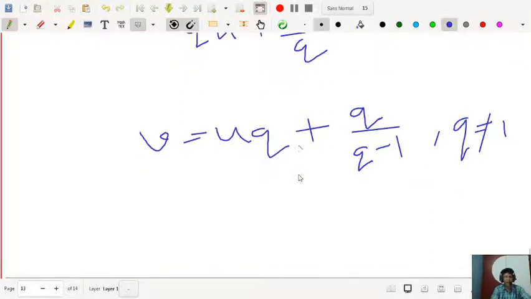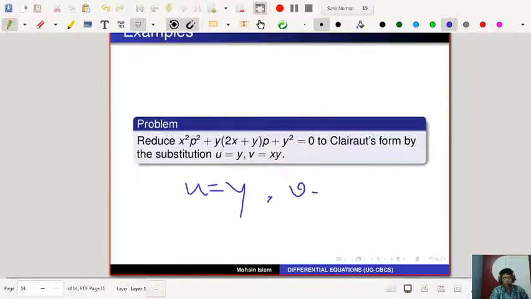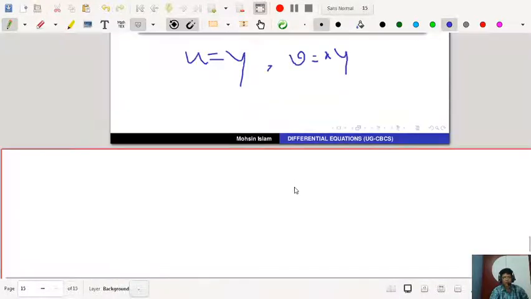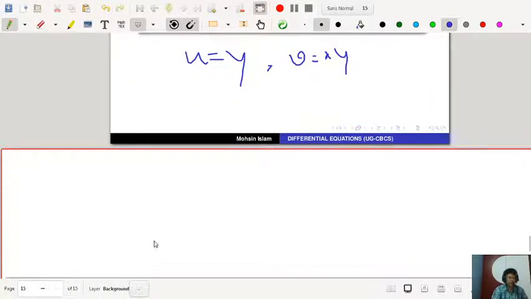So let me give you another problem. This is the last problem. Look at the substitution. Substitution is not u equal to x square. The substitution given is u equal to y and v equal to xy. This is given here. So how will you do the problem? And the problem is x square p square plus yp(2x plus y) plus y square equal to 0. So let me write y equal to u, v equal to xy.